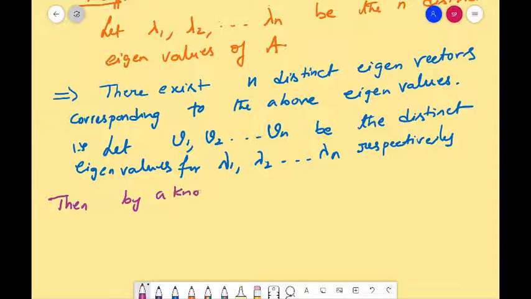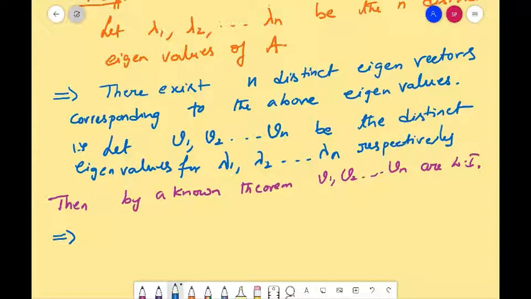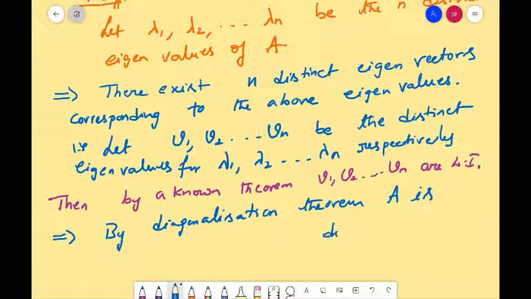Then by a known theorem, we had a theorem: n distinct eigenvectors of n distinct eigenvalues are linearly independent. So by a known theorem, V1, V2 and so on Vn are linearly independent. That implies, by the diagonalization theorem, the matrix A is diagonalizable. Because what does the diagonalization theorem say? If A has n linearly independent eigenvectors, then it is diagonalizable. So A is diagonalizable. That is the theorem.